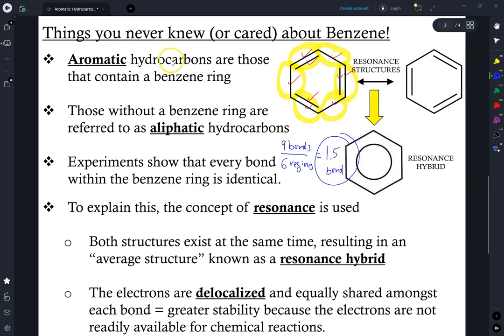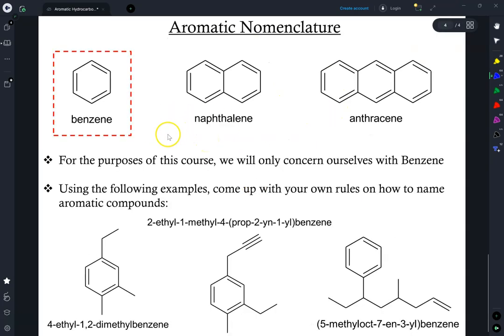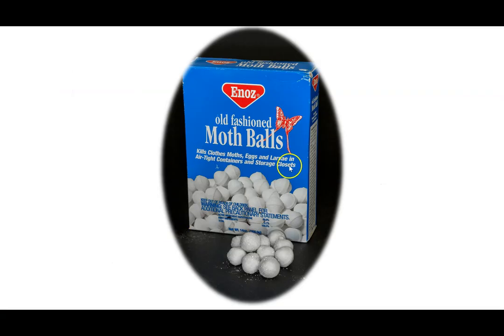So aromatic hydrocarbons are those that contain a benzene ring. Up until this point, we've been dealing with aliphatic hydrocarbons, those that do not contain a benzene ring, those that are not aromatic. When it comes to aromatic nomenclature, if you put two benzene rings together, we call that naphthalene, which is the active ingredient inside of mothballs.